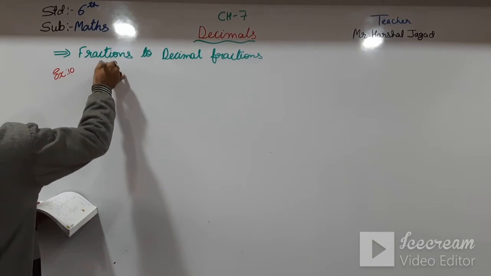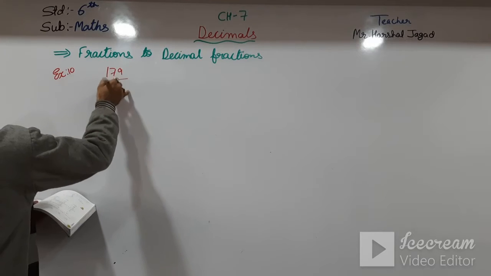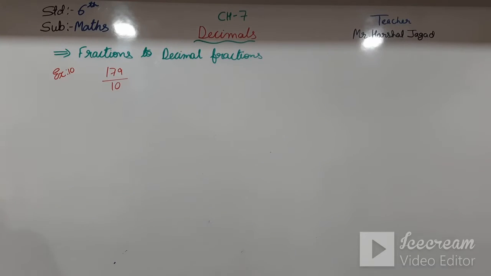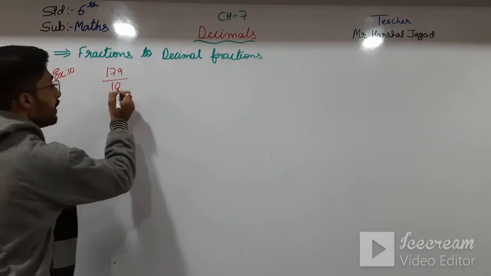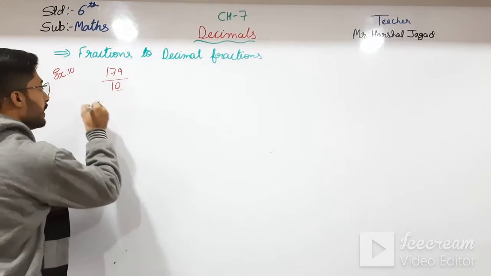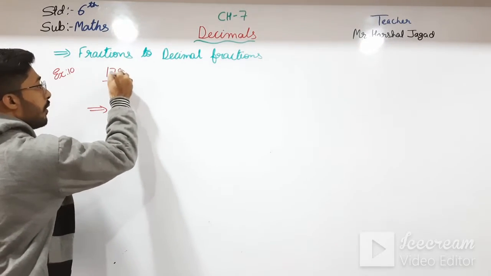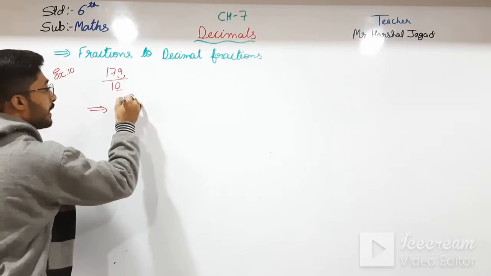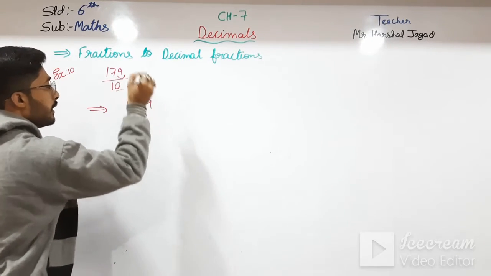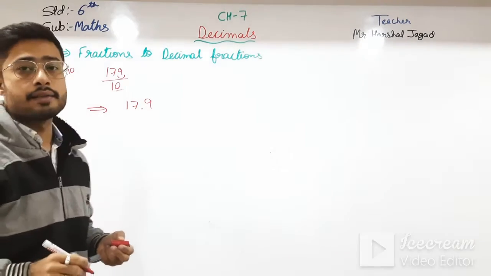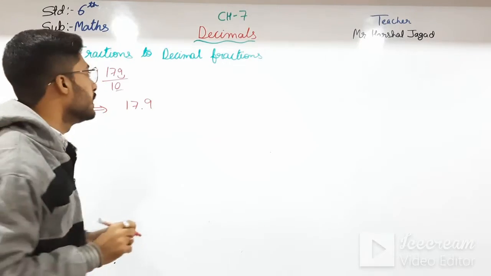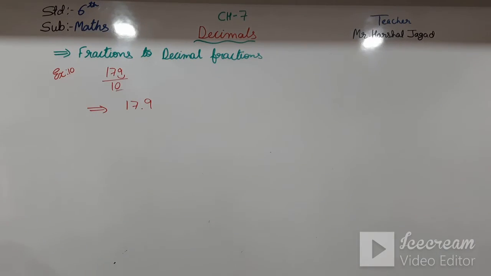that is 179 upon 10. So we know how to convert these fractions into decimal fractions. Here there is one 0, so we have to put a point one place from this side, so that is 17.9. Okay, 17.9.